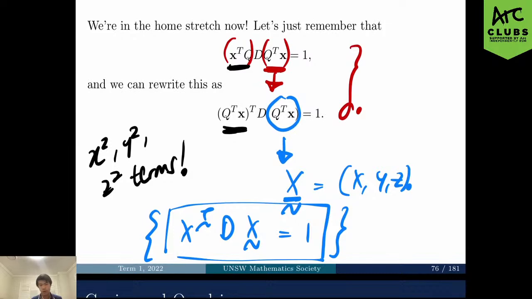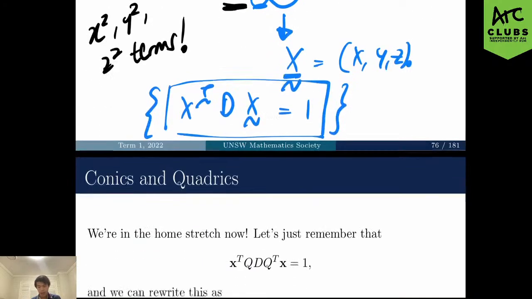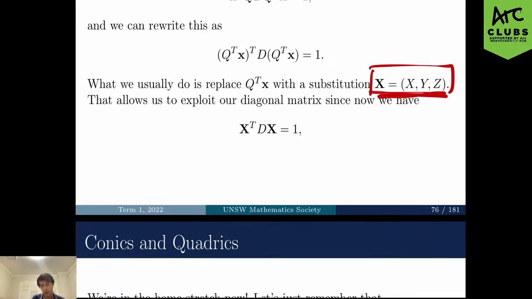Because we've now got this beautiful little formula with just D, with just a diagonal matrix. All we had to do is replace q transpose x with big X. So that's what we'll always want to do. We basically just replace q transpose x with big capital X equals x, y, z. And now we've got a beautiful formula here.